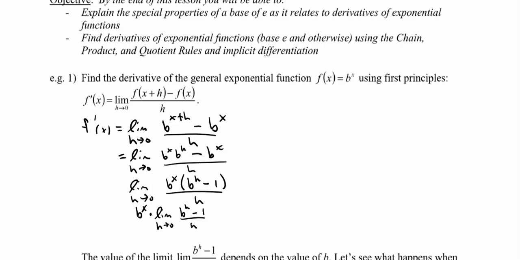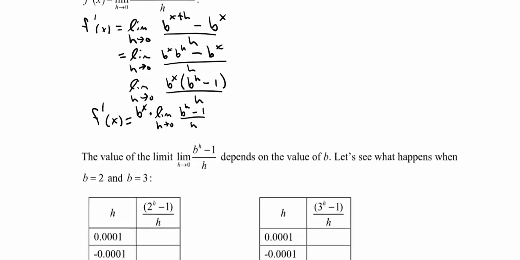All right, so that's a good starting point. And remember, this is what f prime of x is equal to, so this is what the derivative would be equal to. So we've got the beginning of a formula. The derivative of b to the power of x would be b to the power of x times something. So let's figure out what that something is.